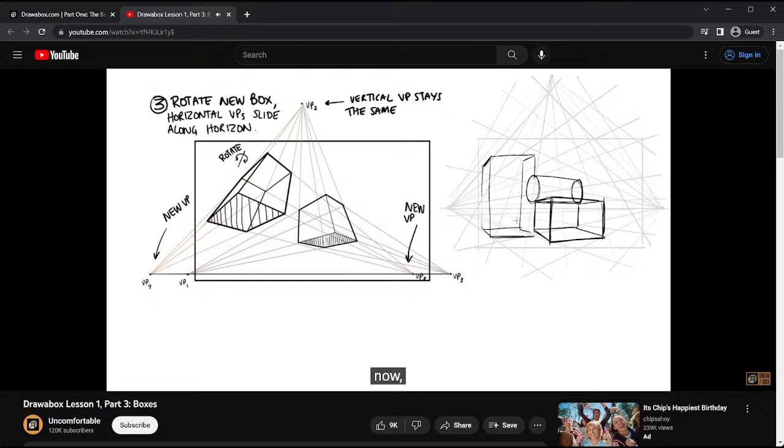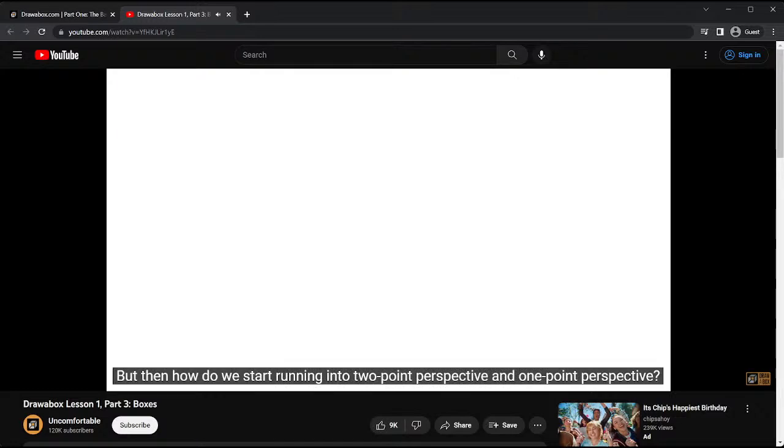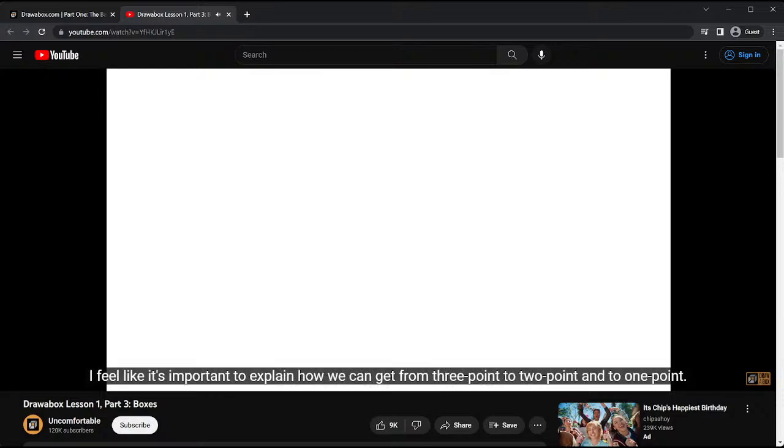So now that kind of explains, at least to an extent, the concept of 3-point perspective. But then how do we start running into 2-point perspective and 1-point perspective? Those are things that you might come across. And I feel like it's important to explain how we can get from 3-point to 2-point and to 1-point, even though we are drawing boxes which still inherently have 3 sets of parallel lines. So if they have 3 sets of parallel lines, where are these extra vanishing points disappearing to?